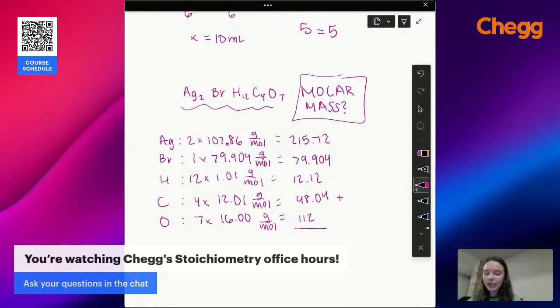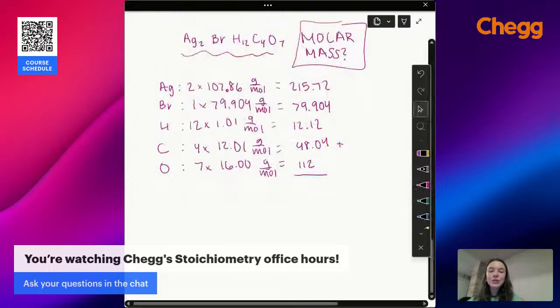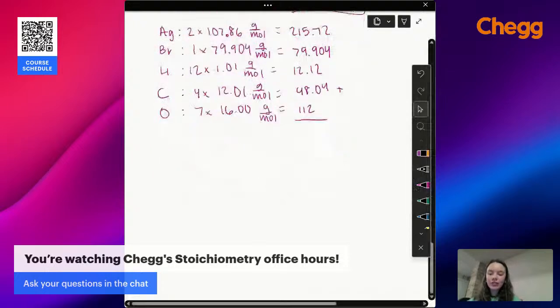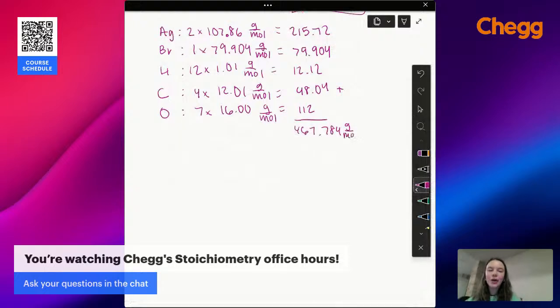So I would definitely, if you have something like this on a test, solve it twice so that you make sure that you get the right one and you don't make a kind of silly calculator mistake. I've done that before, and it's annoying when you know what to do, but it's just a calculator mistake. All right. 5, 4, 3, 2, 1. If you got 467.784 grams per mole, you are absolutely correct.